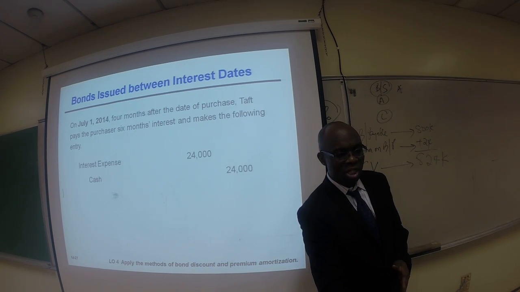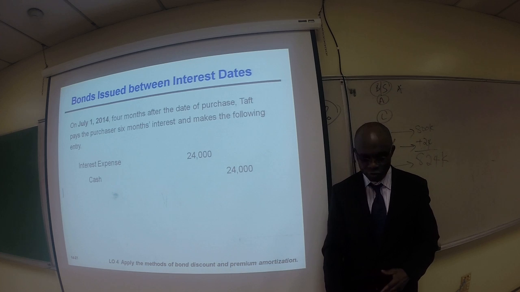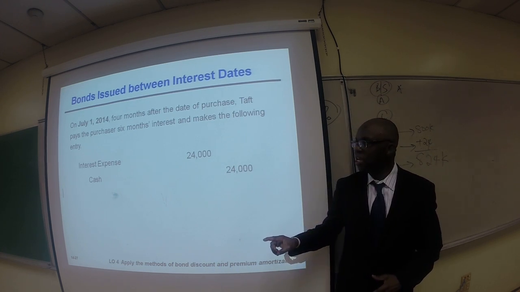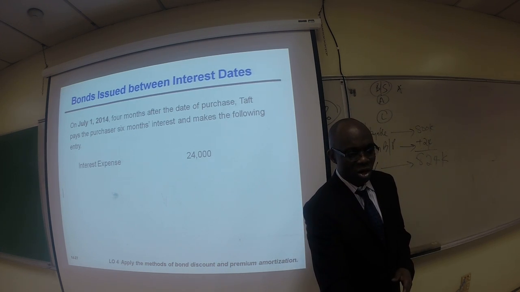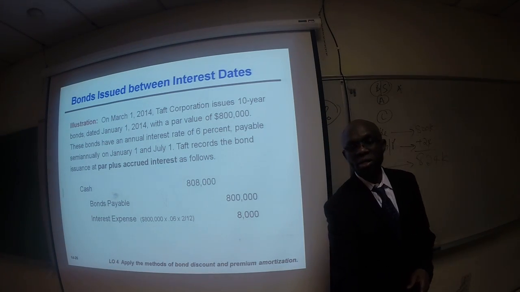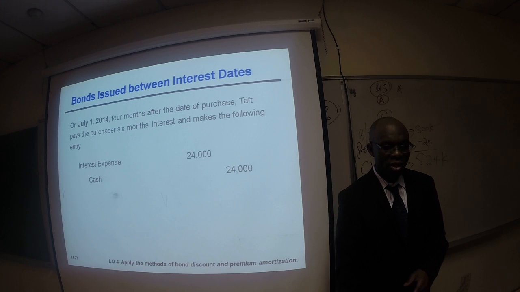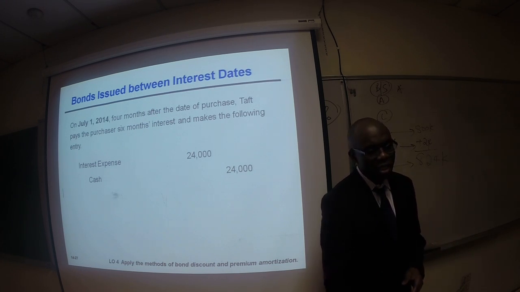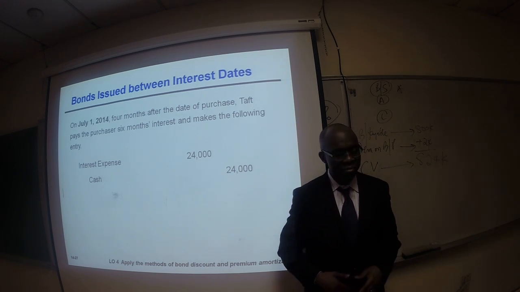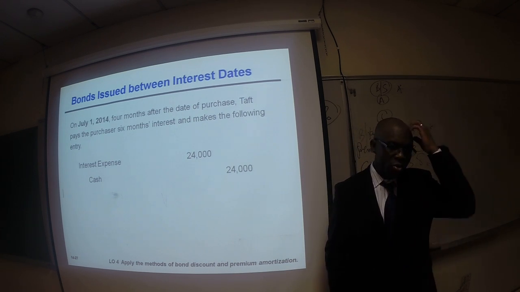So in 6 months when we actually make the payment, look at what happened. We pay interest expense of $24,000, cash of $24,000. So the balance will actually be $8,000 credit, $24,000 debit. So in actuality, the interest expense net amount is $16,000.